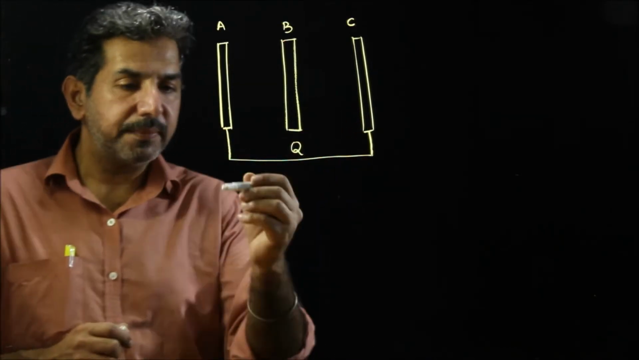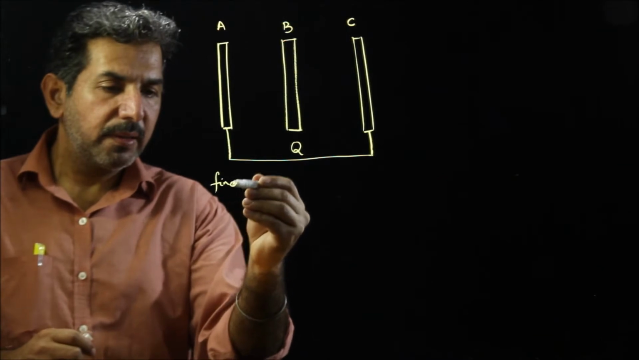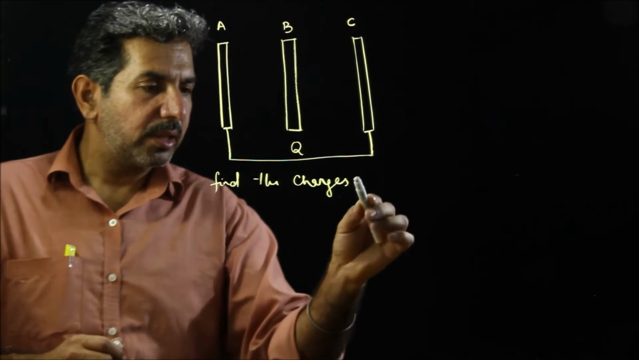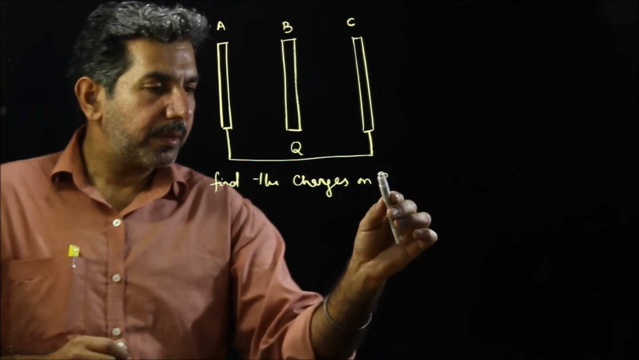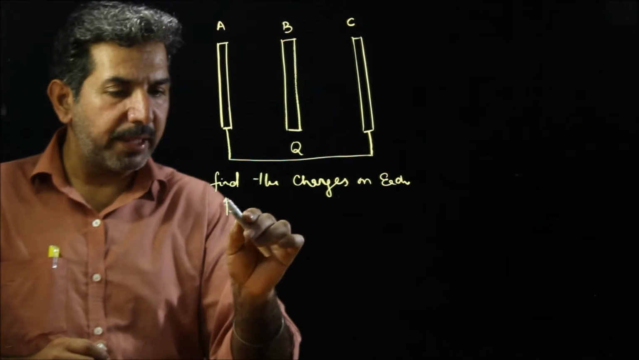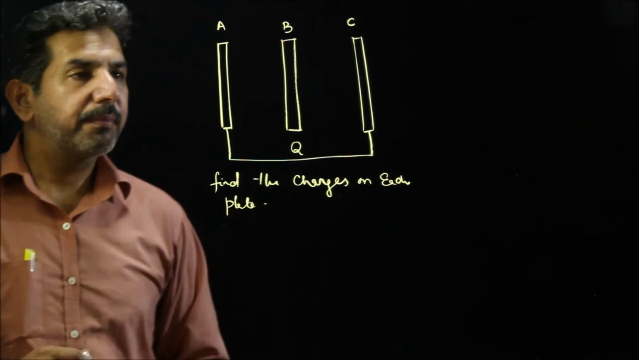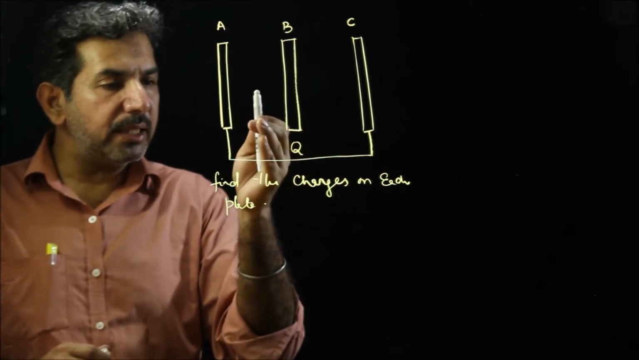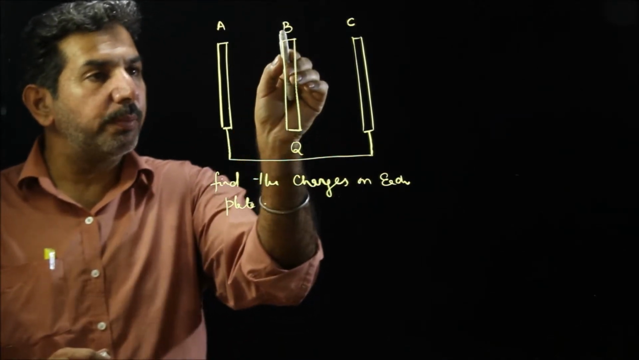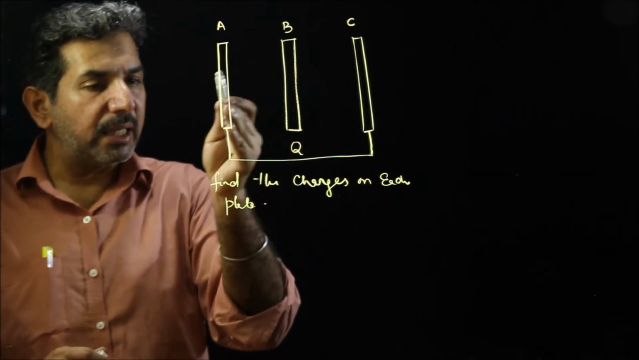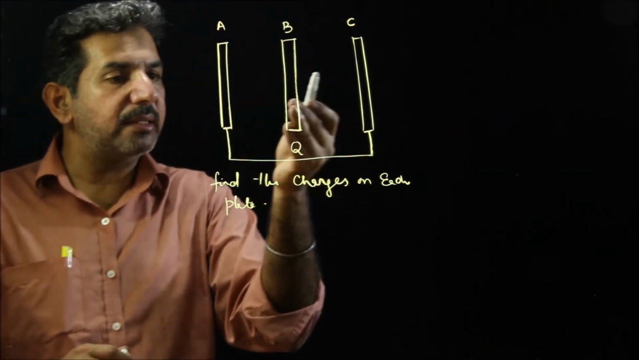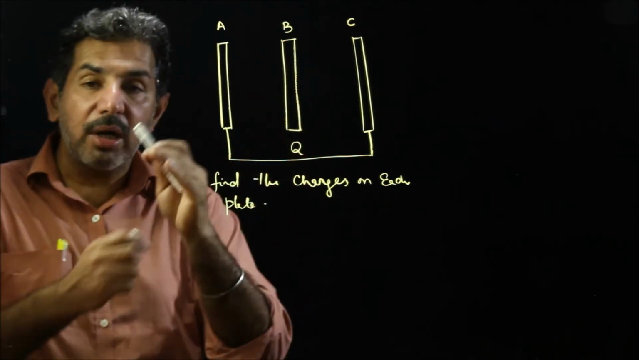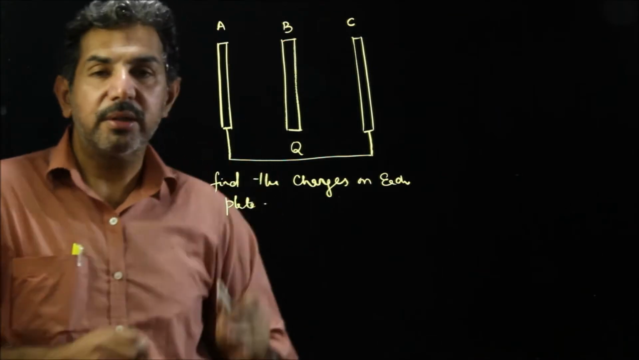Now the question is, find the charges on each plate. Means we have to find out the charge on each plate. Only the charge Q is provided to B. Now there will be the corresponding inductions on A and C on the left and right faces. We are supposed to get all these charges in this question, right?